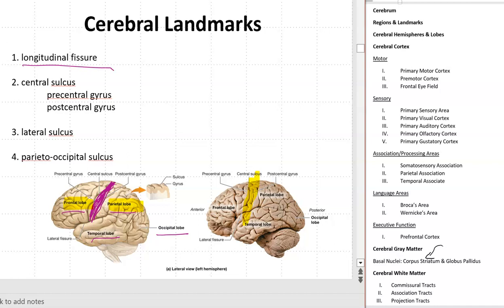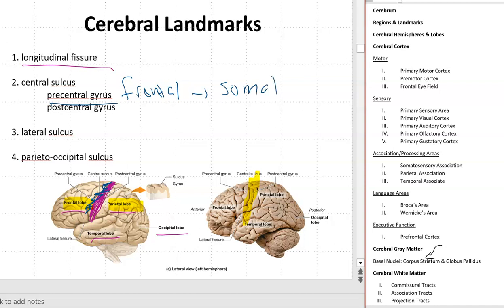And so it separates frontal from parietal. Now, just in front of it is a specific gyrus. So I'll color it blue here. And the one in front is called the precentral gyrus. So notice the precentral gyrus is on the frontal lobe. And that gyrus is going to function for motor.